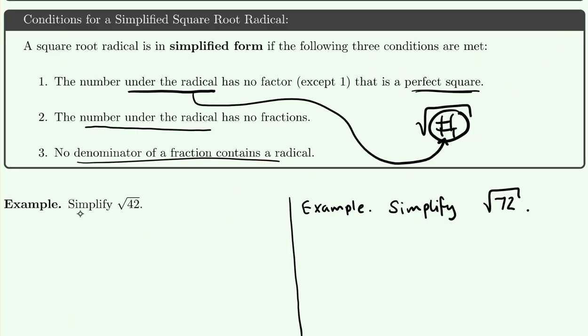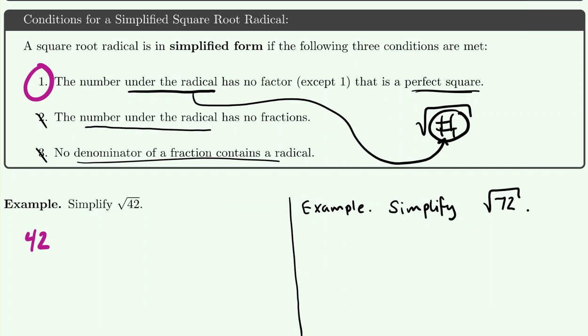So in the next problem, we're asked to simplify the square root of 42 and then separately simplify the square root of 72. What it means by simplify is make sure these conditions are met. So first, the number under the radical in both cases is not a fraction, so number 2 and 3 do not apply to this situation. We just have to consider, is rule 1 met? So in our first example, the number under the radical is 42. And we need to think, does it have any factors that are perfect squares? Perfect squares 1, 4, 9, 16, 25, and so on.